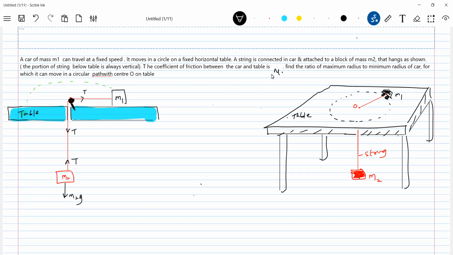Now, find the ratio of maximum to minimum. The car is having a constant speed. The speed will be constant. That V will be tangential to the circular path. On the circular path, the car moves with a constant speed V.